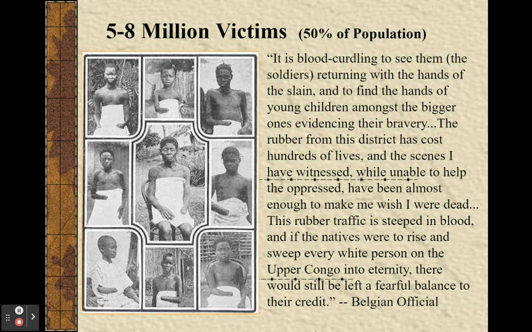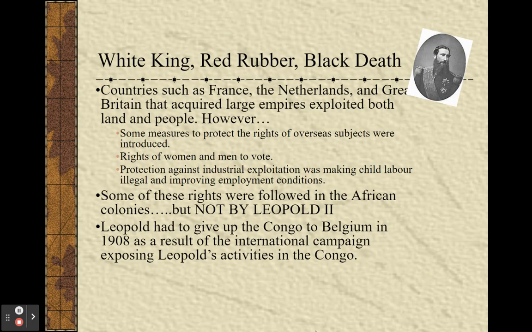5 to 8 million victims, 50% of the population would die. It's blood-curdling to see them returning with the hands of the slain, to find the hands of young children amongst the bigger ones, evidencing their bravery. The rubber from this district has cost hundreds of lives, and the scenes I have witnessed while unable to help the oppressed have been almost enough to make me wish I were dead. This rubber traffic is steeped in blood, and if the natives were to rise and sweep every white person on the upper Congo into eternity, there would still be left a fearful balance to their credit. All right, White King, Red Rubber, Black Death.